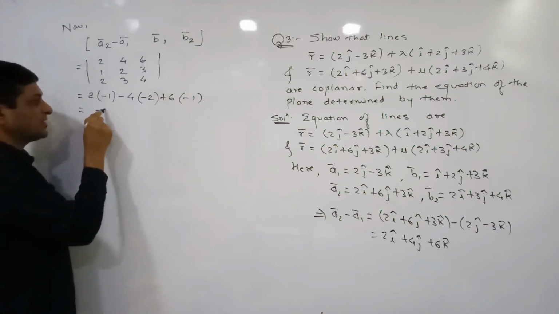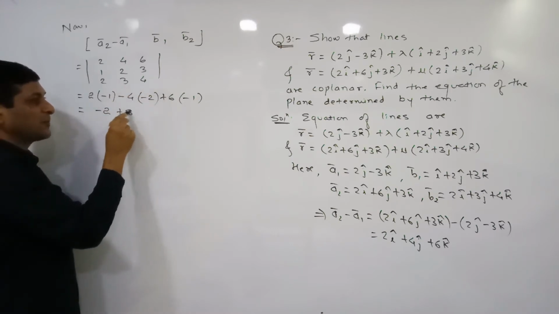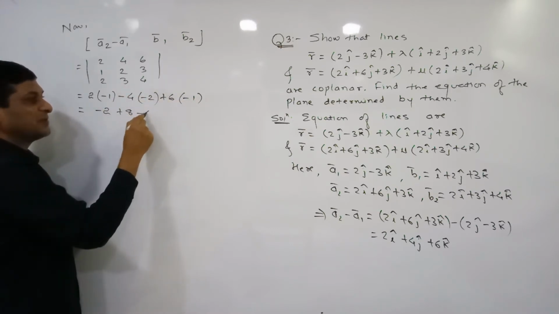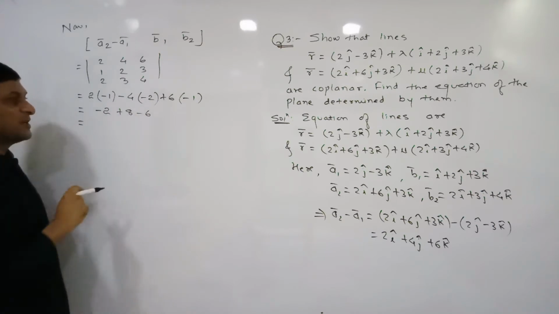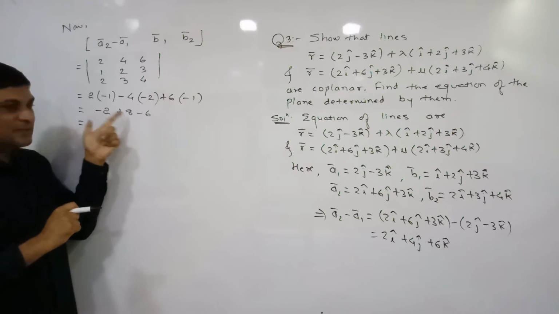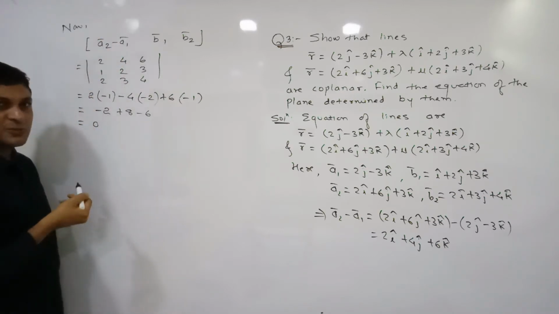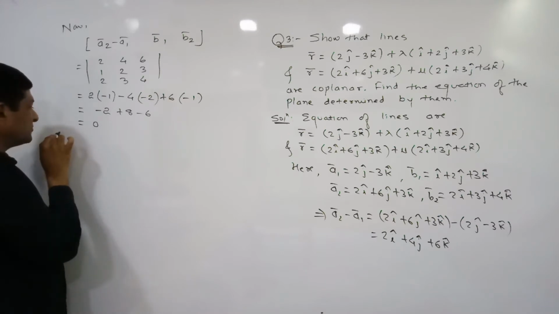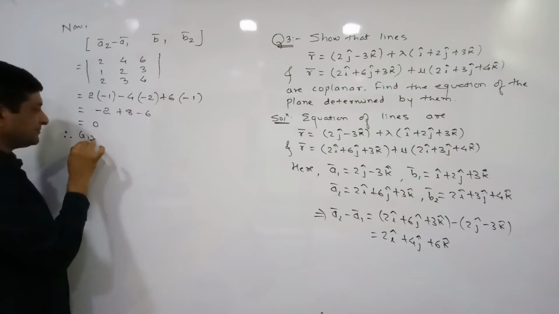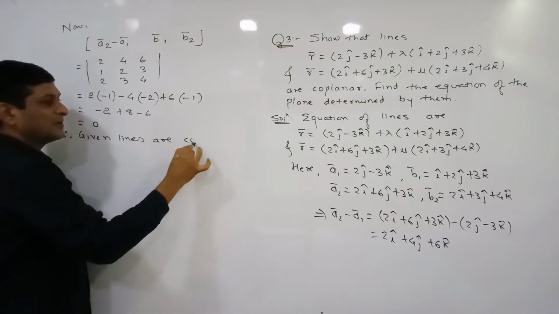So check what result we are getting. 2 into minus 1 is minus 2. Minus 4 into minus 2 will be equal to plus 8, and 6 into minus 1 will be equal to minus 6. So here we can observe that minus 6 minus 2 will be minus 8, and minus 8 plus 8 will be equal to 0. Since we have shown that the value of this box product is 0, therefore the given lines are coplanar.